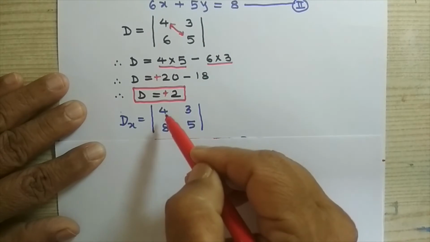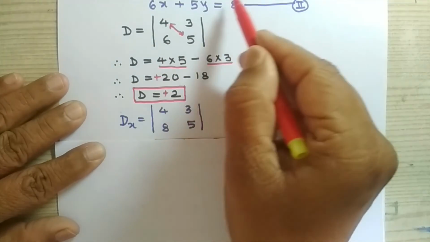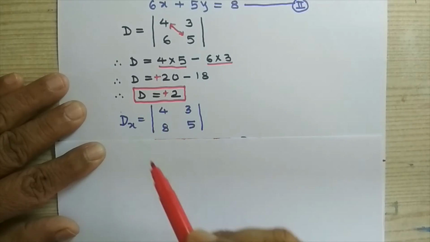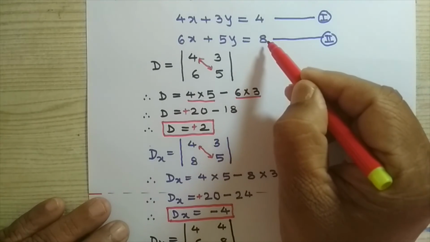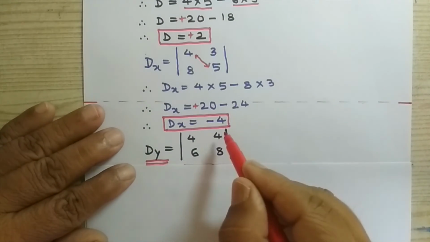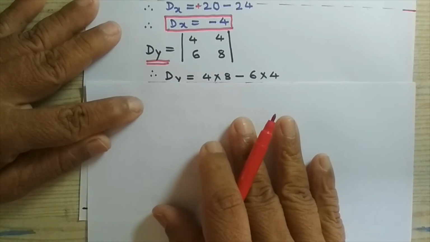The coefficient of y stays. The coefficient of x, in place of that we have to write 4 and 8. These 4 and 8 are the constants on the right side of the equation, so we write them at that place. Now we can easily calculate the value of that determinant.